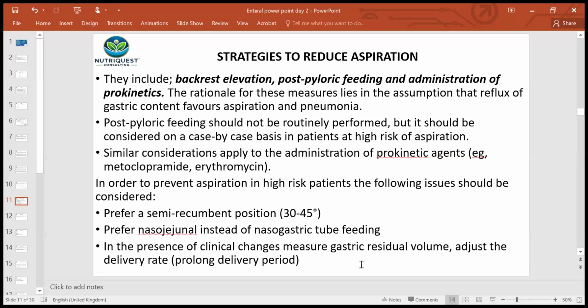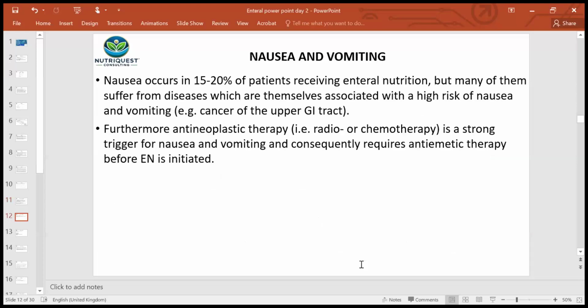Then in the presence of clinical changes, measure gastric residue volume, adjust the delivery rate, prolong the delivery period. So in cases where there are clinical changes due to aspiration, you need to check the gastric residue, meaning before you feed the patient, withdraw and see how much residue is still in the stomach before you continue with another feed, so that you can slow the delivery rate to allow the feeds that are already in the stomach to go down. Nausea and vomiting is another big thing that causes one of the complications. So nausea and vomiting is another thing we are going to discuss and see how we can tackle it.